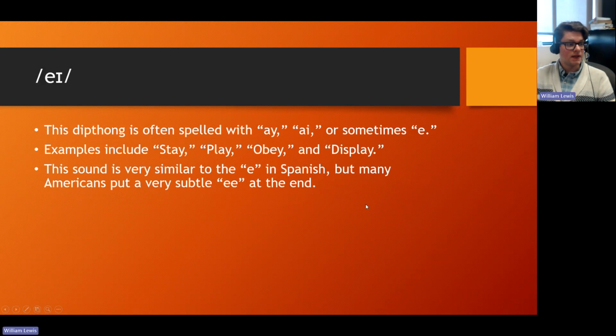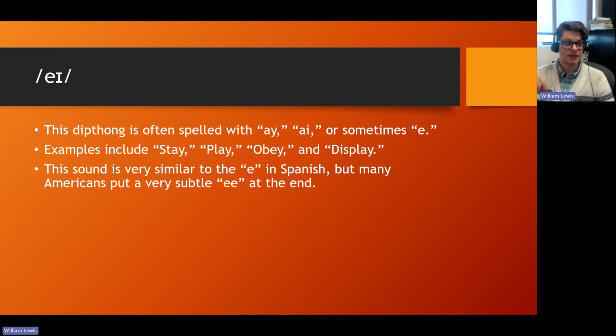This next diphthong is A, and it is commonly spelled with an AY, an AI, or sometimes just an E. The letter E in English can do a lot of different things, make a lot of different sounds, so keep an eye out for it. Examples of this diphthong include stay, play, obey, and display. And this sound is very similar to the sound that the letter E makes in Spanish. For example, in simple, that A sound.